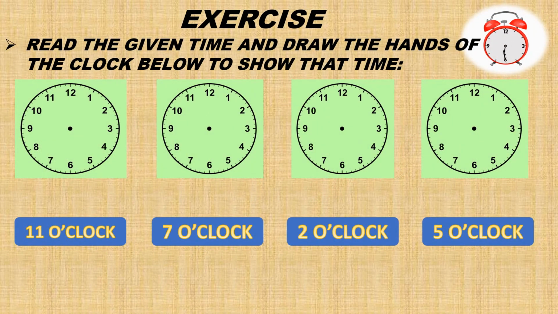Children, now it's time for the exercise and let me check how much you have understood from the lesson. Read the given time and draw the hands of the clock below to show that time. Children, here you can see 4 clocks without hands and the timing is given in the box. So, you have to see the time and draw hands on the clock.